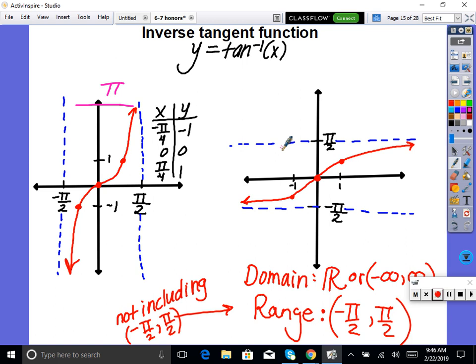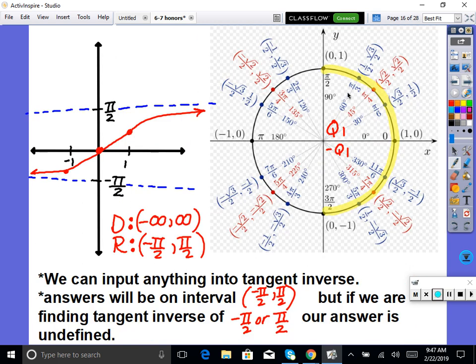The only difference is, with sine, there is a point at an output of negative pi halves and pi halves. But tangent has asymptotes there, so there is not an output of pi halves or negative pi halves. That's why I have parentheses versus brackets here, because that's not included in tangent inverse. So this is what you're going to have to remember. Once again, quadrant 1 and negative quadrant 1 are our outputs for tangent inverse.